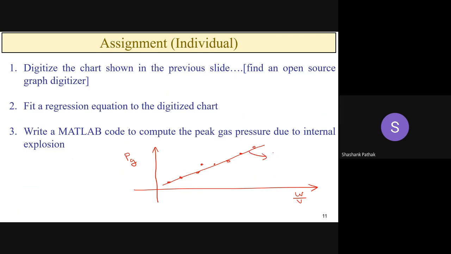So this you can do very easily in Excel. That will give you a kind of equation, PG equal to say M times W upon V plus C, right? Y equal to mx plus c, the straight line equation. So m and c are your regression parameters that you can very easily calculate from Excel. In Excel there is a regression fit. When you plot any graph in Excel, you can easily fit a regression line. Okay, so that will give you m and c.